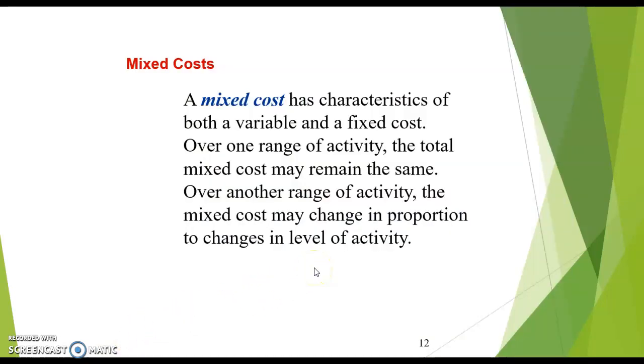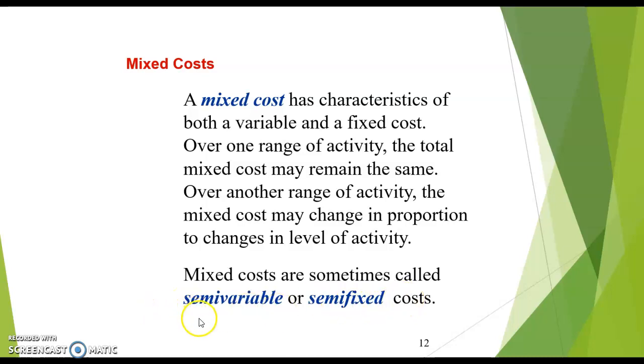All right, the third kind of cost is a mixed cost, and it can be partially variable and partially fixed. So we usually have to figure out how much is variable and how much is fixed. Sometimes mixed costs are called semi-variable because they're part variable, or semi-fixed because they're also part fixed. That's just extra terminology that might be used out there in real life.